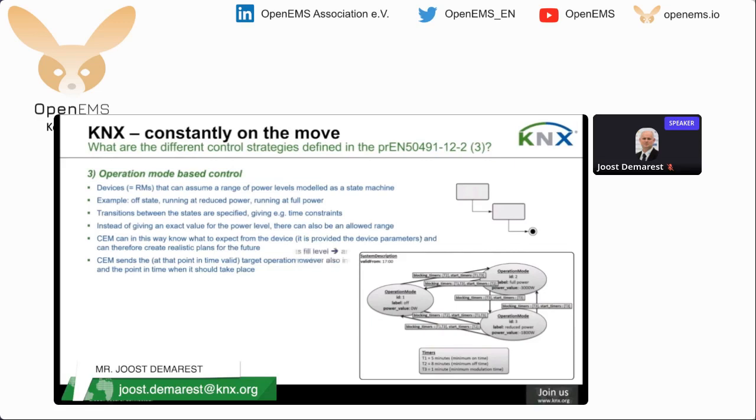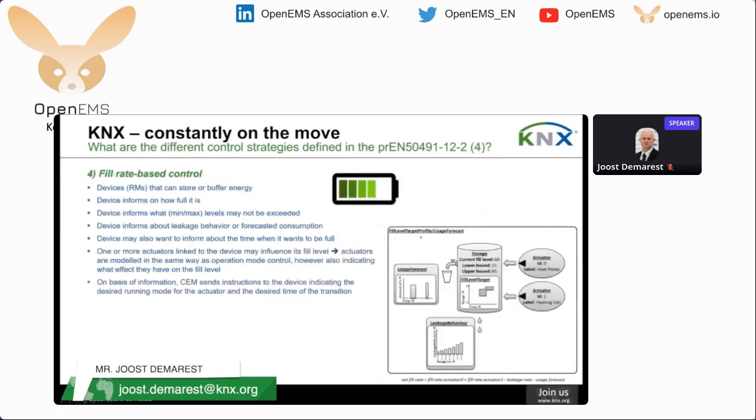The fourth control category is the so-called fill rate based control. Again, this control type is yet for another type of device. This is especially intended for devices that can store or buffer energy. So a battery storage is a typical example of a device that would be controlled via this control type.